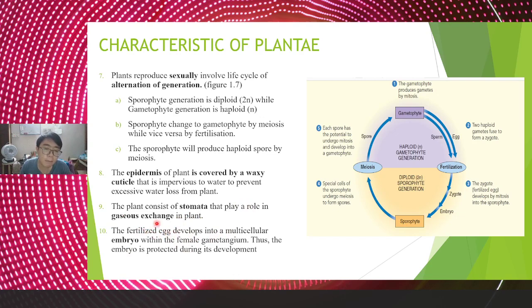When the plant undergoes fertilization, the fertilized egg develops into a multicellular embryo within the female gametangium, so the embryo is protected. That is about the reproduction. For this one, it is the life cycle of plants. We all know plants reproduce sexually, and it involves a life cycle of alternation of generations. This is the life cycle special for plants.